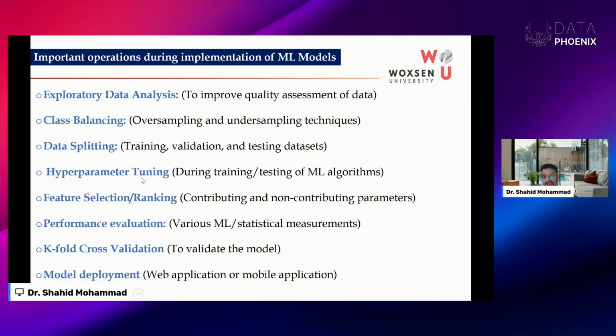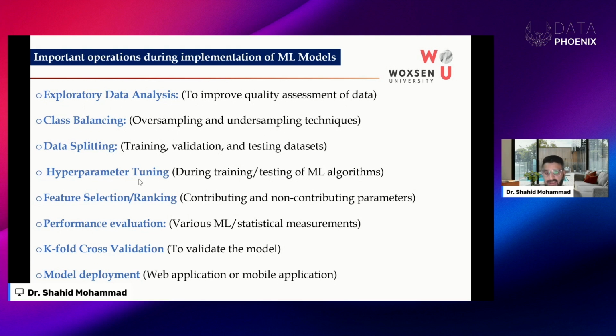Followed by hyperparameter tuning. It's a part of machine learning models, where we provide some parameters to the models during training and testing. We have a lot of hyperparameter techniques available in the tools and techniques that we have already discussed. So we can explore these hyperparameters, and based on the results of the model, we can fine tune them and come up with good results. Again, it's a very important operation that needs to be done before applying machine learning models.